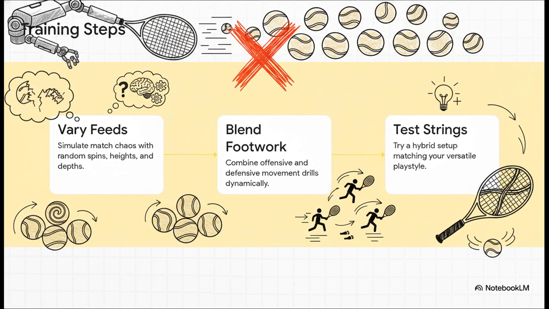Second, blend your footwork. Don't isolate your offensive and defensive drills. Combine them dynamically. Hit a heavy attacking forehand, scramble back rapidly for a defensive lob, and then immediately transition forward for a put-away volley. And third, seriously, test a hybrid string setup. If your game is evolving to be more versatile and unpredictable, your racket's engine absolutely needs to match that ambition.